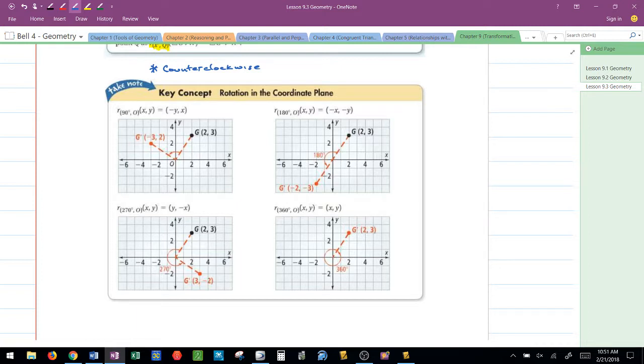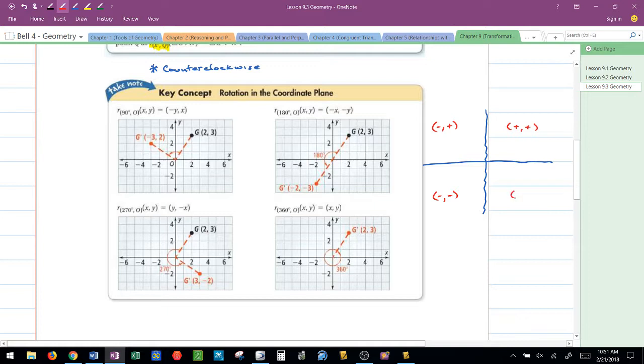Now, in order to understand how rotations work, the first thing I want to make sure that I recall is what do points look like that are in the coordinate plane? For example, I know up here in the first quadrant, points are both positive. The x-coordinate and the y-coordinate are both positive. Over here, we have negative, positive in the second quadrant. We have negative, negative in the third quadrant. And we have positive, negative in the fourth quadrant.